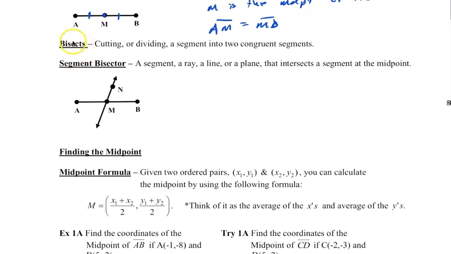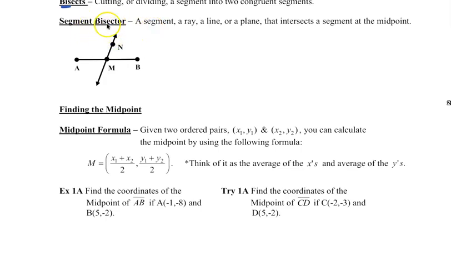Bisects is a little definition. If you bisect something, you cut it in half. Right? Bi means two. So when you bisect something, you cut it in half into two equal portions. So right here we have a segment bisector. So that means that we're going to bisect the segment or cut it in half, right, into two equal portions. So a segment bisector is just any segment, ray, line, or even plane that intersects a segment at a midpoint. So if we cut it through the midpoint, we're a segment bisector.